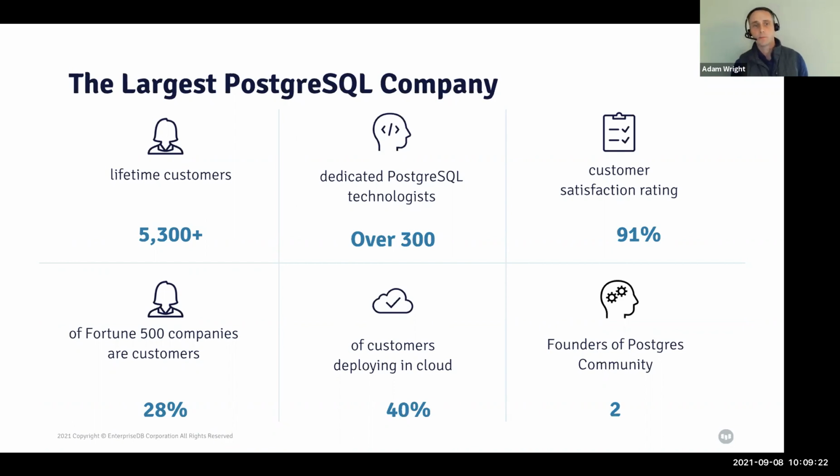We have many customers deploying on the cloud, 40% deploying on the cloud. Applications tend to go places first, whether that be virtual machines, cloud workloads, Kubernetes next, and then the database coming next. And two of the founders of the Postgres community are at EDB.